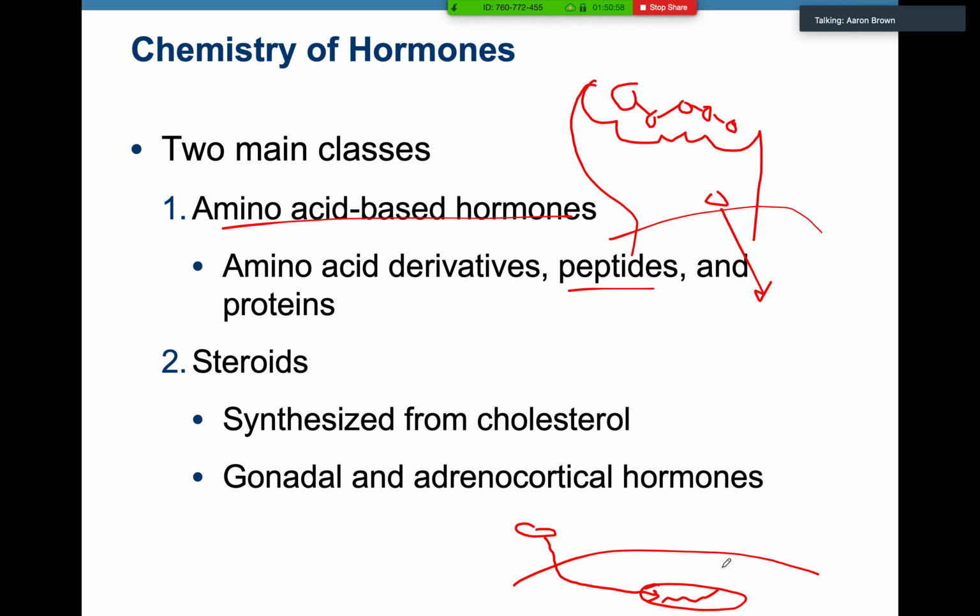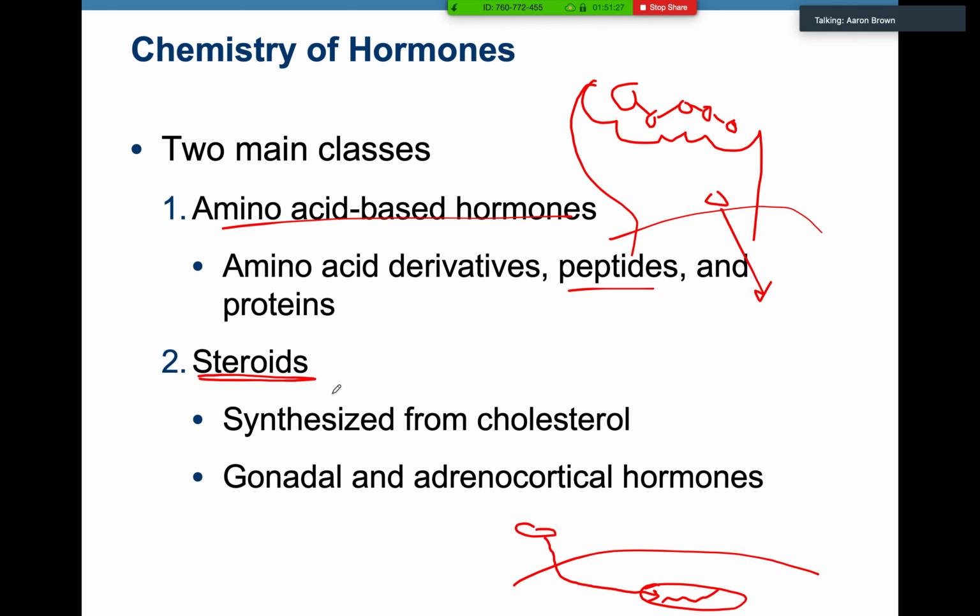Okay. And so in general, for me, it was easier to memorize all of those that go straight into the cell and bind at the nucleus. So all of my steroid hormones. What are my steroid hormones? Cortisol, aldosterone, androgens, testosterone, estrogen. So those are all the sort of steroids that are the first ones that come to your mind when you think of steroids.